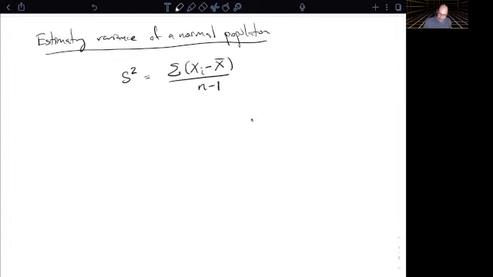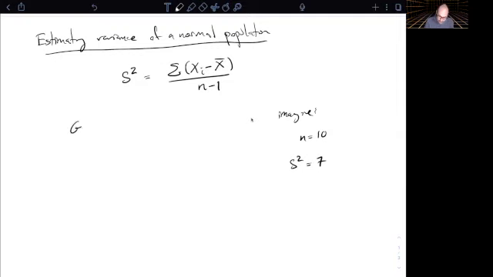So, we might imagine that maybe n is equal to 10. We take 10 samplings, and we measure s squared is 7, let's say. Okay, so we want to know, with n equals 10 and a measured sample variance of 7, what can we say about the actual variance in the population? Can we say that it's between such and such? With how much certainty? What can we say?